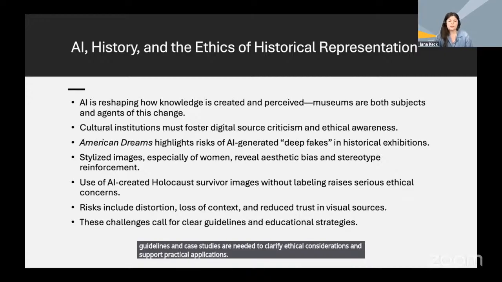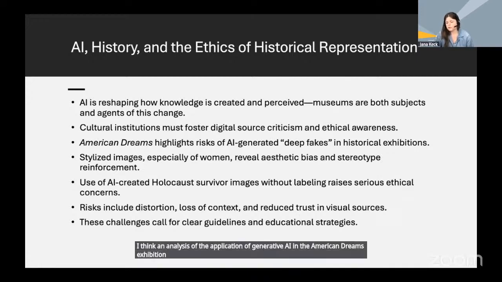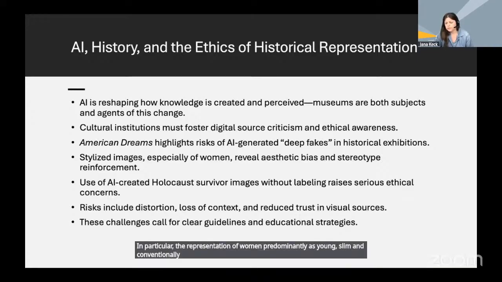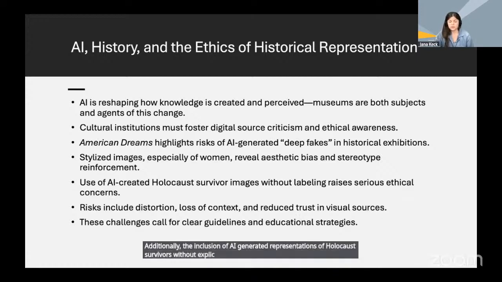I think an analysis of the application of generative AI in the American Dreams exhibition can add to this discussion. In particular, the representation of women, predominantly as young, slim, and conventionally attractive, raises concerns about the underlying biases embedded in AI training datasets and model designs, and the broader implications of aesthetic standardization in historical reconstruction. Additionally, the inclusion of AI-generated representations of Holocaust survivors without explicit acknowledgement of their synthetic nature calls into question the appropriateness of such tools in sensitive historical contexts.